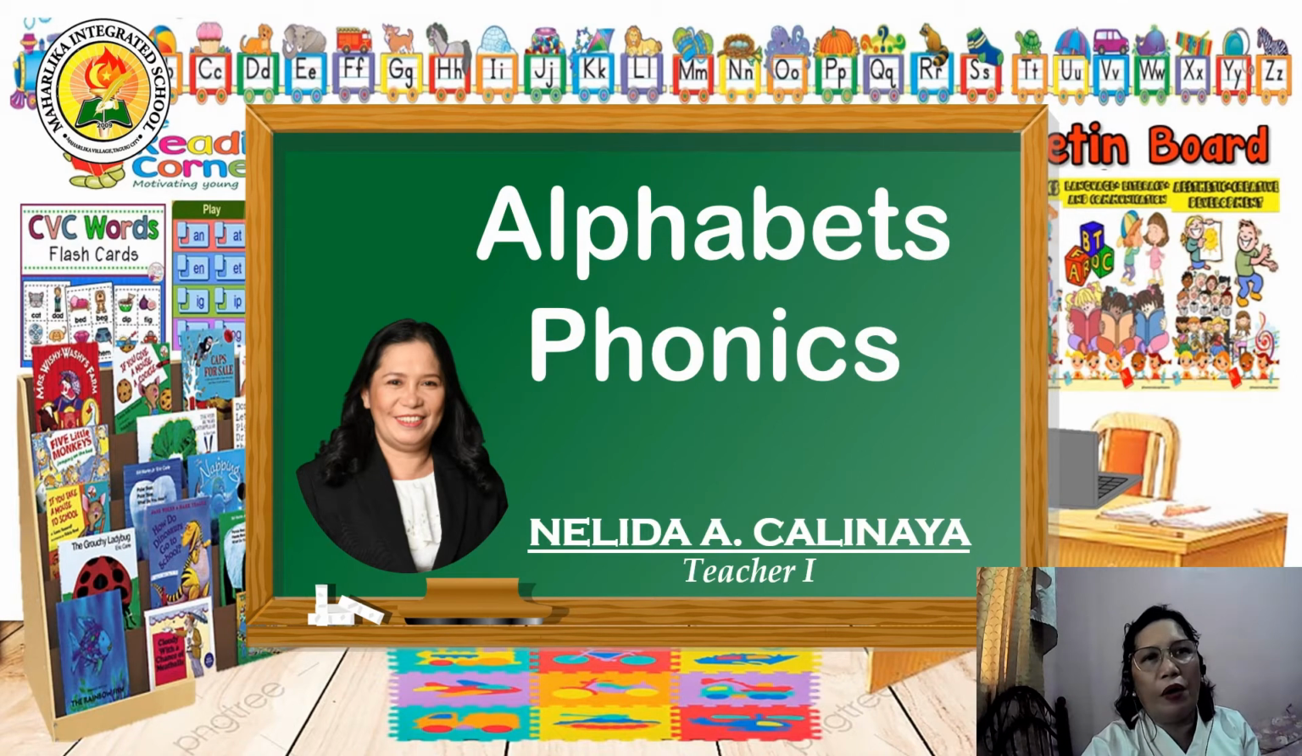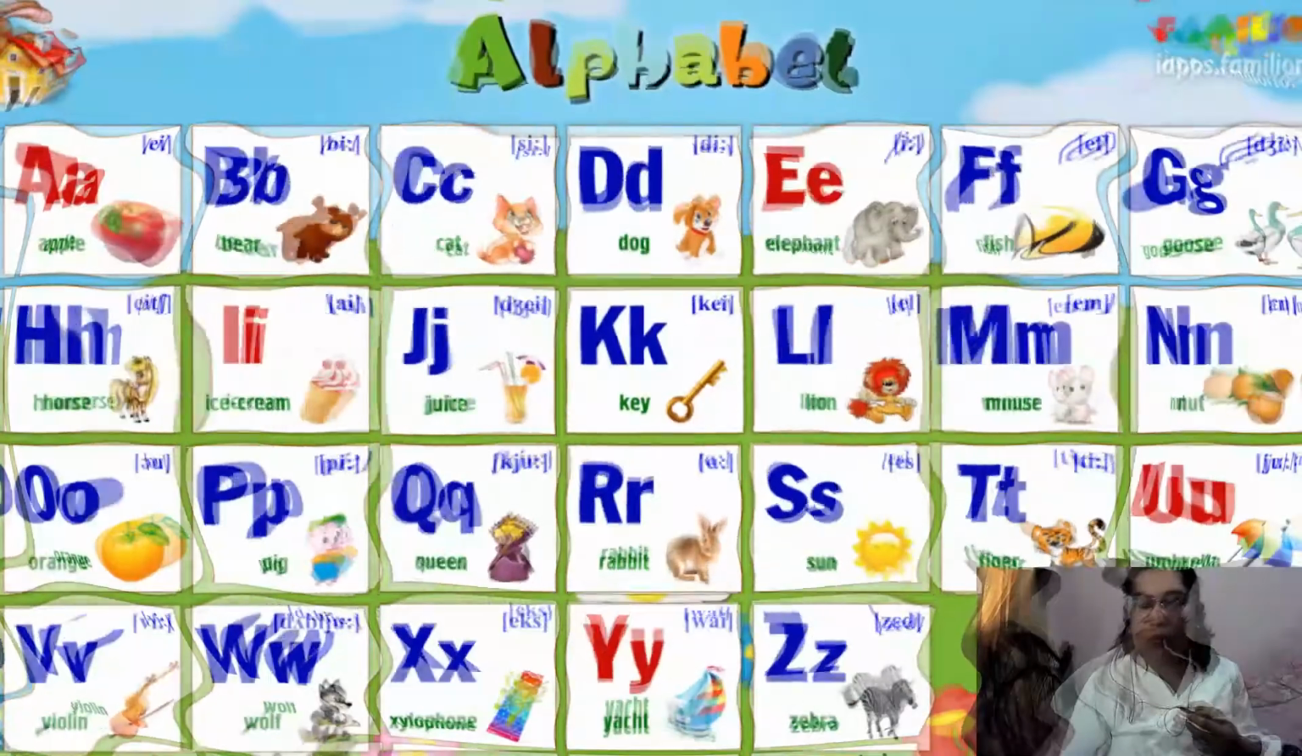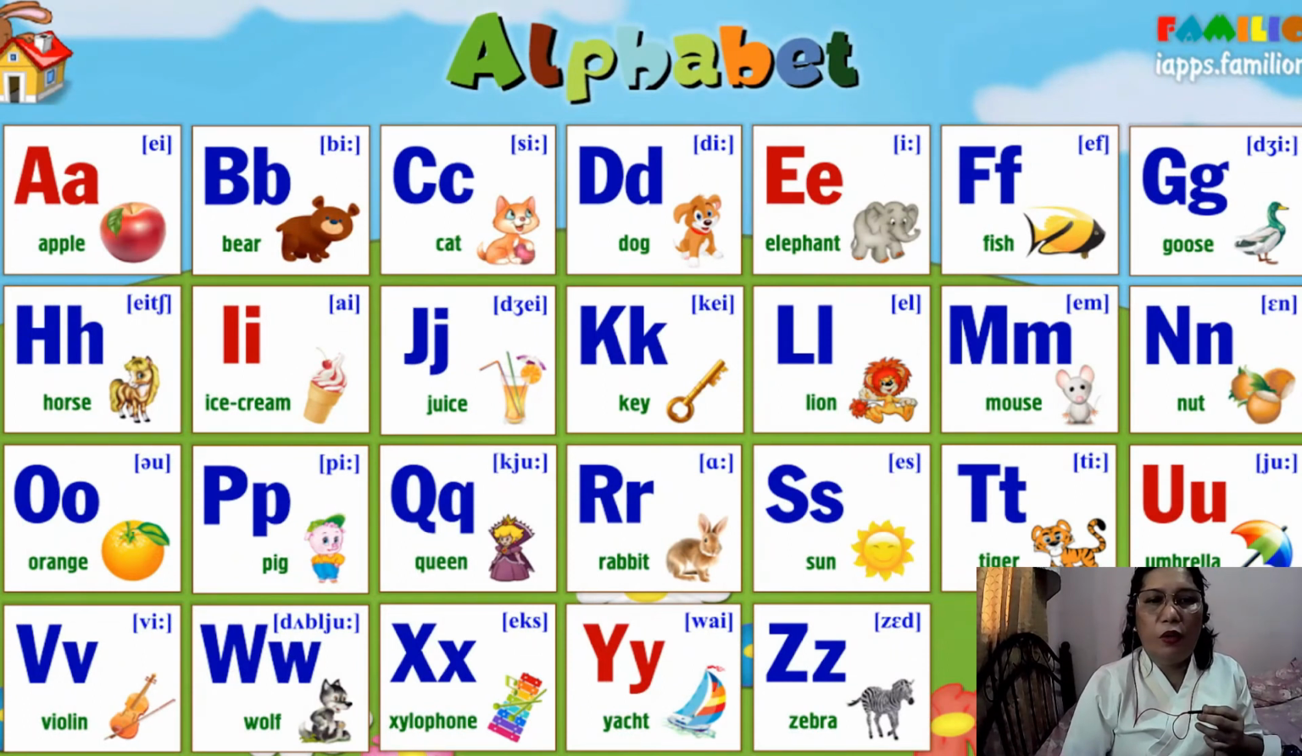Today, I'm going to show you some effective strategies in teaching basic sounds of the alphabets or phonics using the visual and auditory skills. We have 26 letters of the alphabets, and each letter has its own sound.